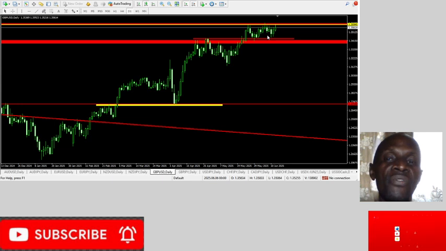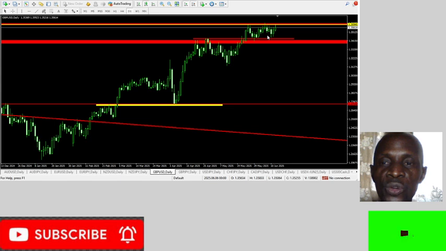But now, because of the information we have with the DXY, the USD index, and the US Swiss franc, and US CAD, and Euro USD, the reversal pattern that they have formed is telling us what is going to happen to GBP USD. It's going to break to the upside. Pound is going to strengthen.